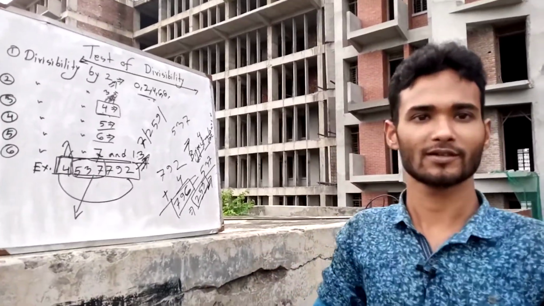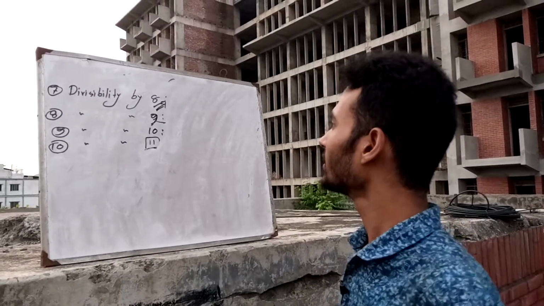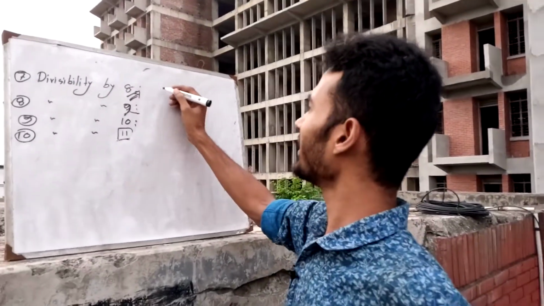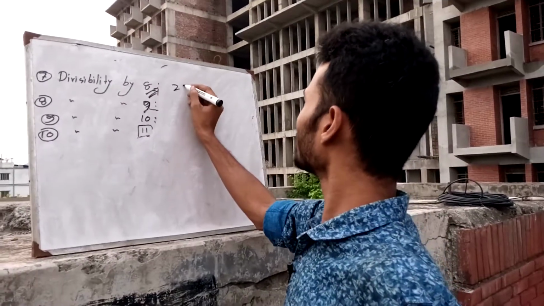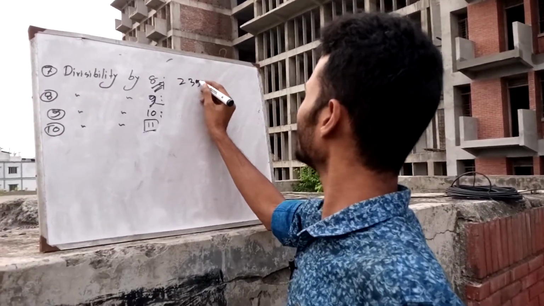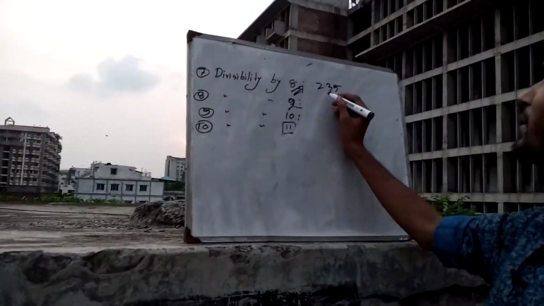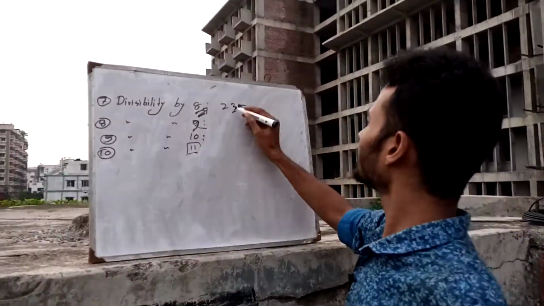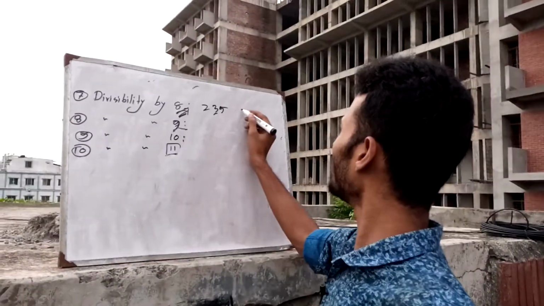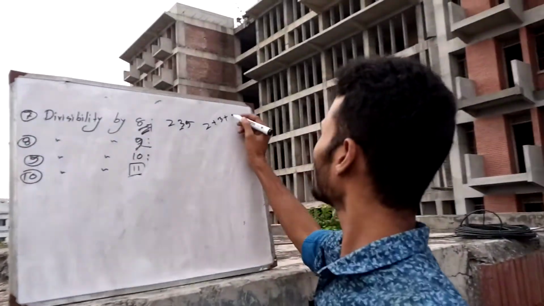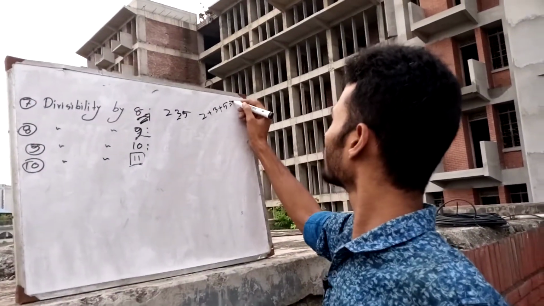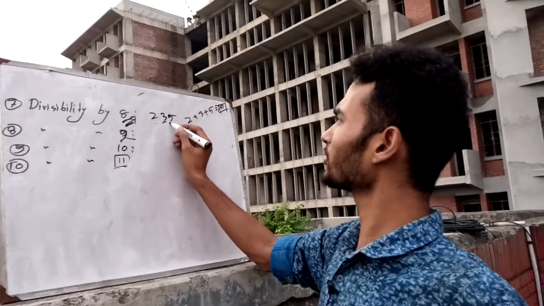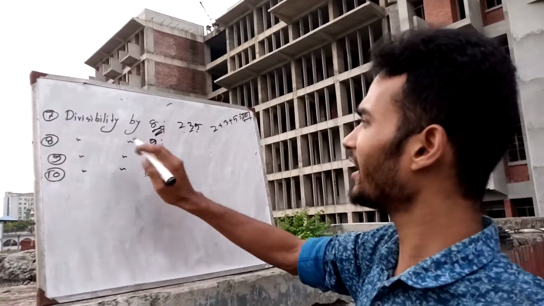Now we are about to check the divisibility by 8. If the last 3 digits, the sum of the last 3 digits, can be divided by 8, the number will be divisible by 8. 2, 3, 5 jointly make 10. 10 cannot be divided by 8. So the number 235 cannot be divided by the number 8.